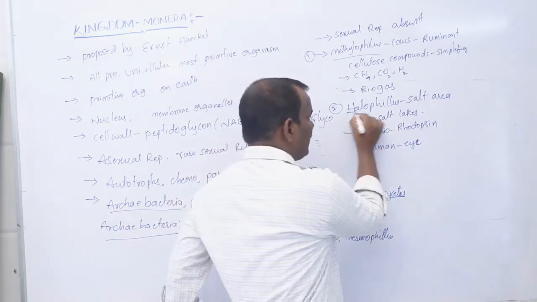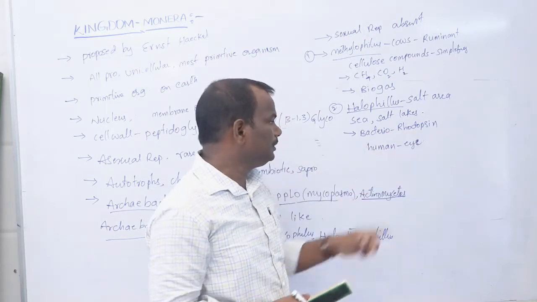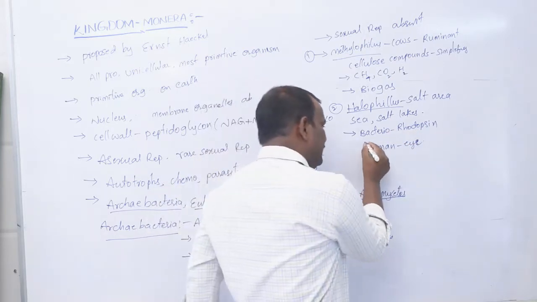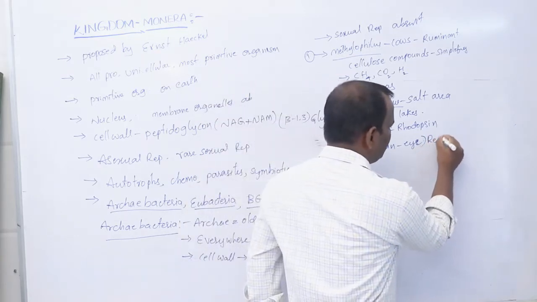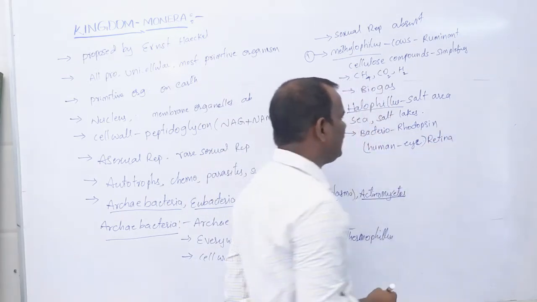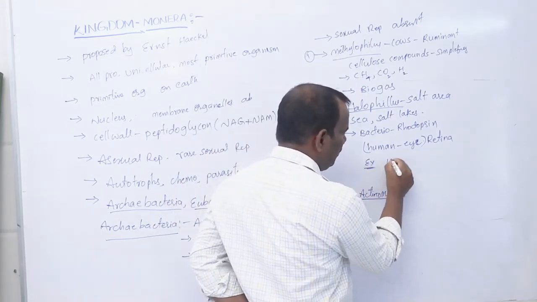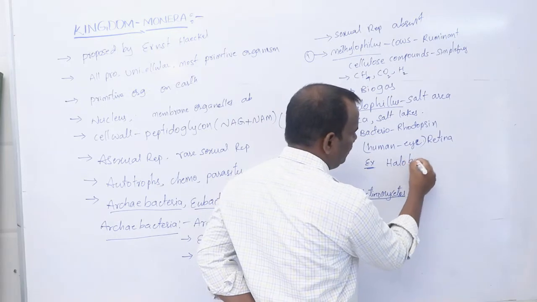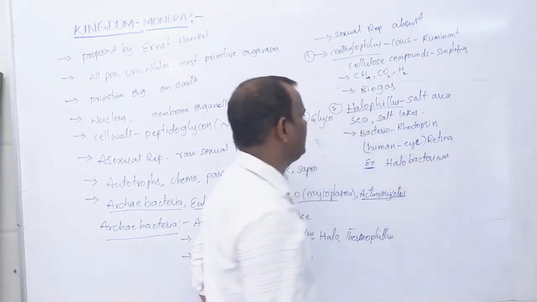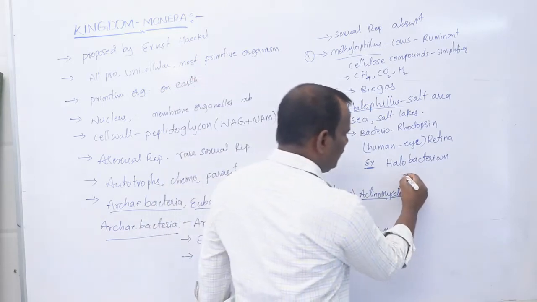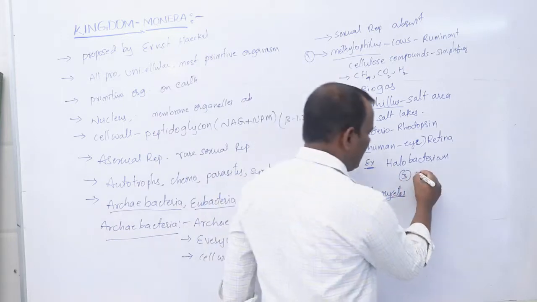These bacteria contain bacteriorhodopsin, which is equal to the human eye retina. An example of halophile bacteria is Halobacterium.